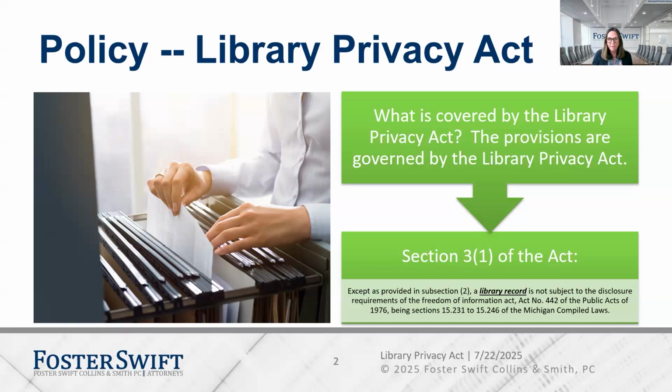So the first instinct of everybody who gets a request for records, whether it's a FOIA request or other type of written request for records, the first instinct is, let's make sure whether this is a library record, and if it is, let's see whether it can be given out.